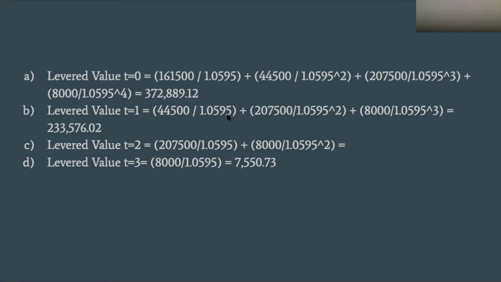So that's what we will do. We take the levered value at year 1 by taking the free cash flow at year 1 divided by the WACC, and cash flow year 2 divided with the WACC, etc. And then we receive these numbers. I will give you some time to write this. Everybody done?